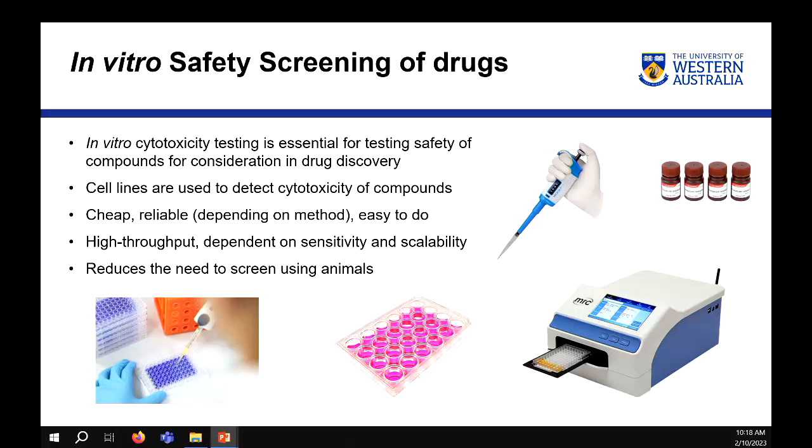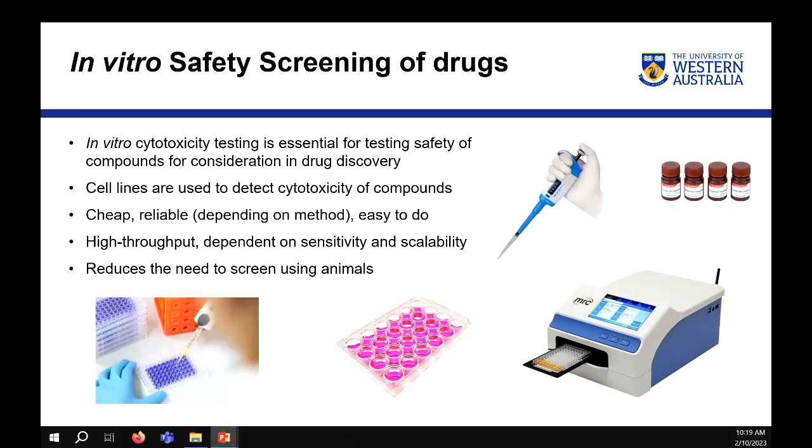This "reliable, depending on method" is actually quite interesting, because in my lab we do cytotoxicity screening. My chemistry collaborators give us a lot of different inhibitors, and some, as soon as we put them into our cell culture models, you can see the cells dying. So we do quite a bit of cytotoxicity screening ourselves, and we do find that they are quite variable, so it really depends on which method you're using.